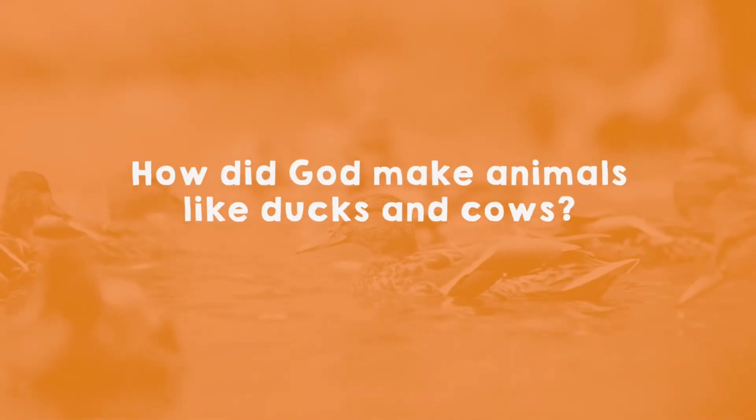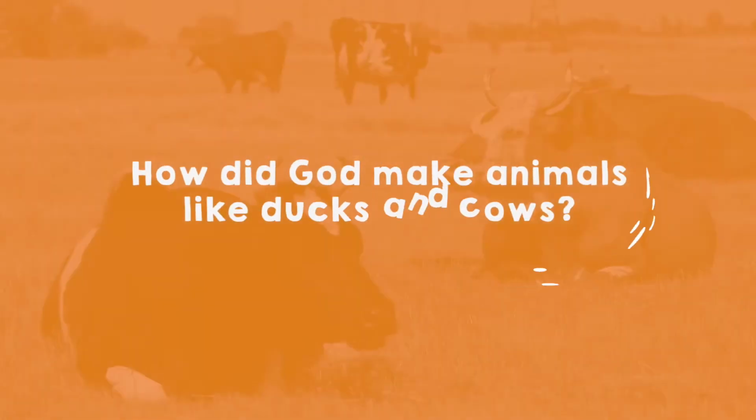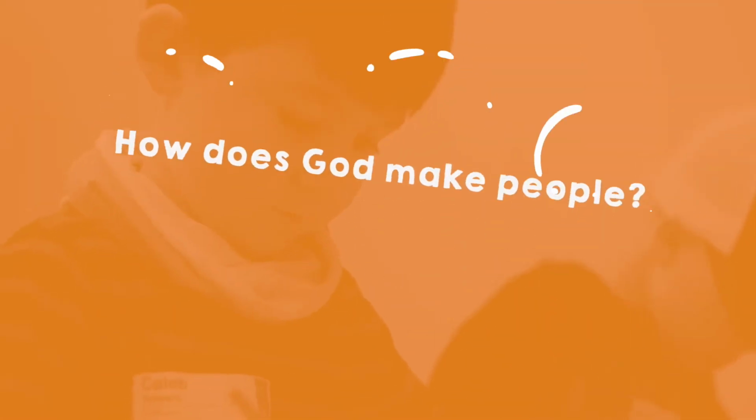Hey kids, today's question comes from 3 kids and it's combining 2 different questions. The first comes from Bo and Catherine and they ask, how did God make animals like ducks and cows? And then Barrett asked, how does God make people?